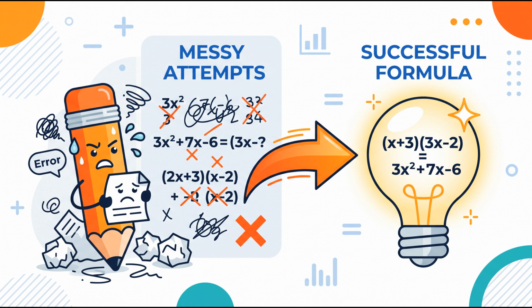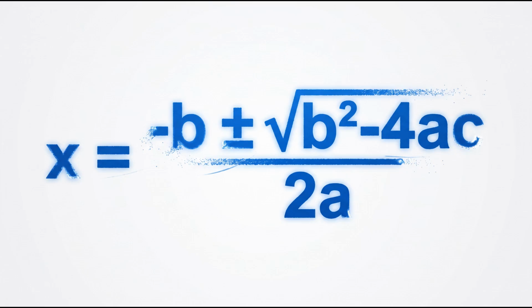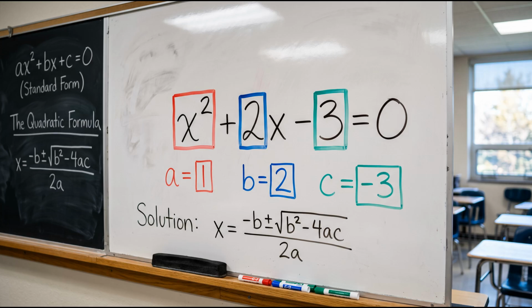But not every quadratic factors easily. When that happens, we turn to a formula that works every single time: the quadratic formula. x = (−b ± √(b² − 4ac)) / 2a.